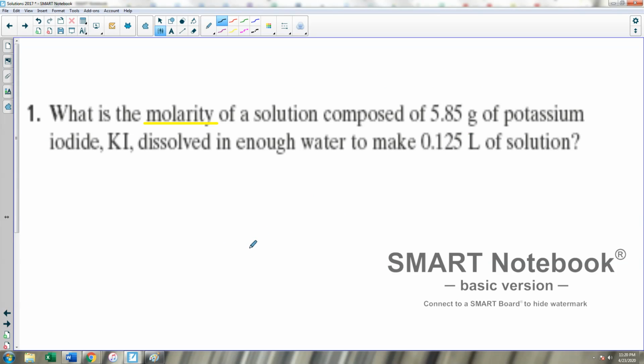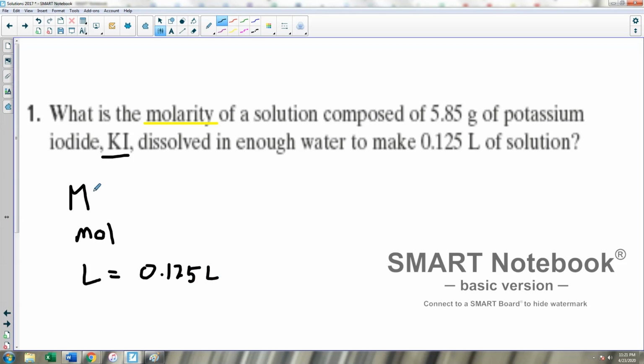So the example is, what is the molarity of a solution composed of 5.85 grams of potassium iodide, KI, gives us a formula, dissolved in enough water to make 0.125 liters of a solution? Okay, so we think about what we know and what we don't know. Do we know molarity? Do we know moles? Do we know liters? 5.85 grams is going to help us figure out a number of moles, but it is not a number of moles. But we do know a number of liters right off the bat. We know that it's 0.125 liters.